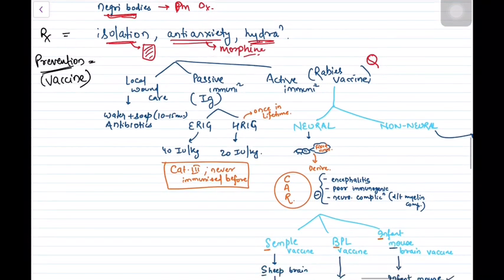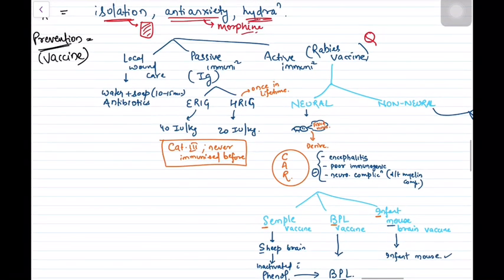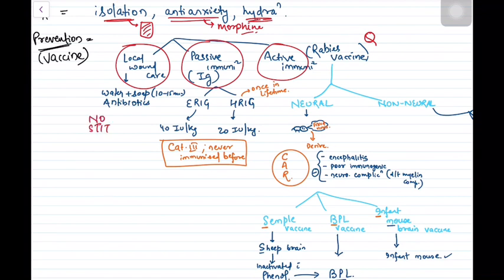Then coming to the most important part, that is how to prevent rabies or the vaccination. The three lead points you have to remember: the local wound care. You will wash the wound with water and soap for 15 to 20 minutes. You will apply antibiotics if required. And you have to keep in mind, you do not have to stitch the wound. No stitching. It is absolutely contraindicated. So this local wound part is done.